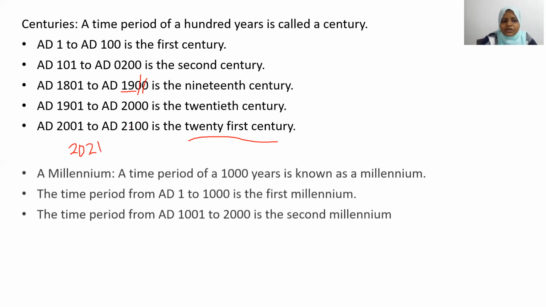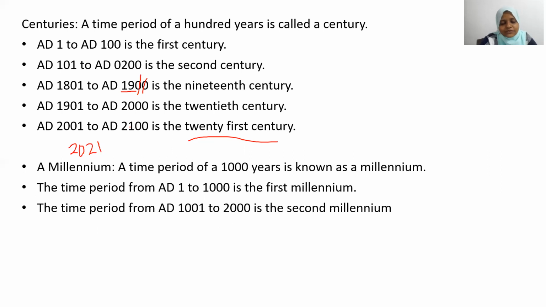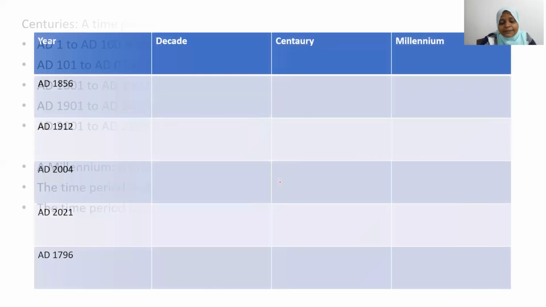Okay, the next one we'll go to is the millennium. Millennium is a very long time. This is like 1,000 years. So we have only 3 examples to see there. 1 to 1000 is the first millennium, 1001 to 2000 is the second millennium. So obviously, you know, 2001 to 3000 will be the third millennium. Then we are living in the third millennium. We have not completed it. We have only completed 2 millennia.